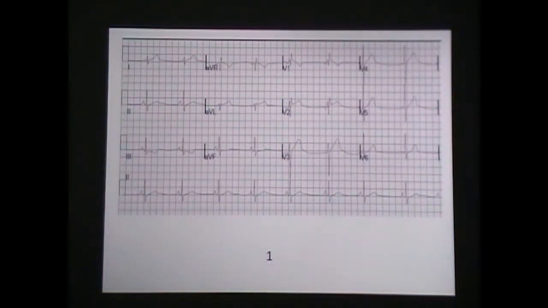So we've got a Brady because we go 300, 150, 175. So we're slow. Pretty quickly we get that, and we get the elevation. So what kind of injury pattern is this? Anterior. Inferior. This is anterior with a little bit of going into lateral. Maybe some reciprocal issues inferiorly, right?